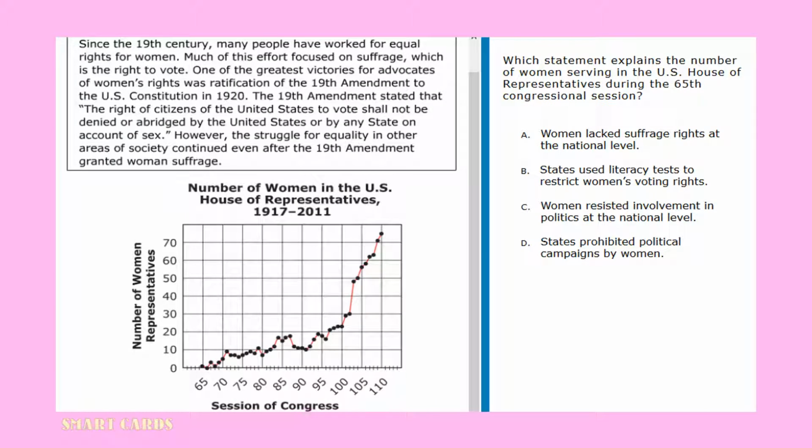Which statement explains the number of women serving in the U.S. House of Representatives during the 65th Congressional Session? Let's look at the chart. The 65th Congressional Session was convened in 1917. This was 3 years before women were given the right to vote due to the ratification of the 19th Amendment. Because women didn't have the right to vote during the 65th Congressional Session, it's no surprise that there were no women representatives in the House of Representatives. This would give us answer option A.